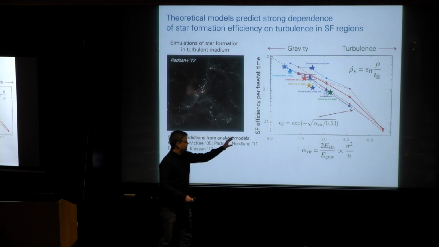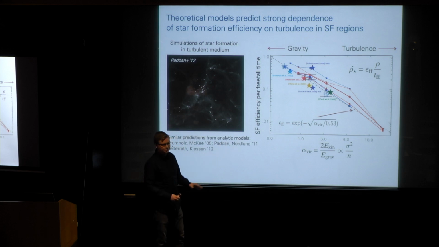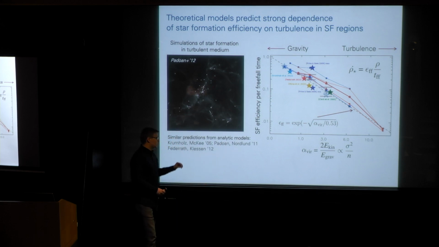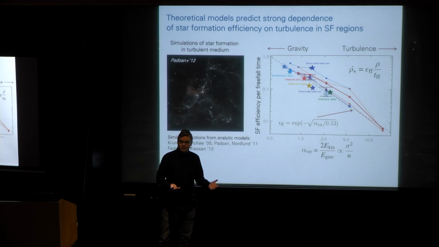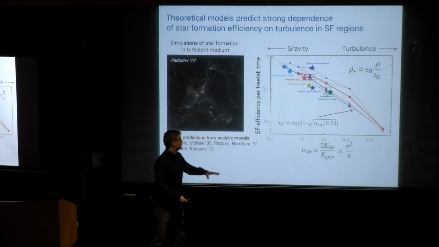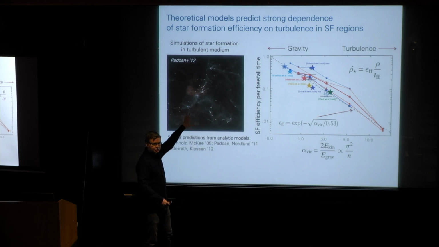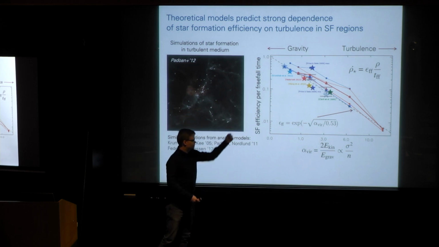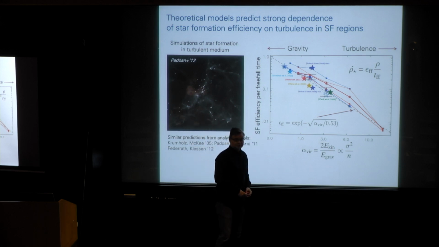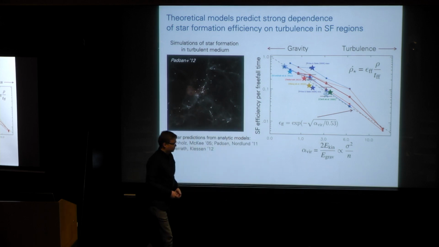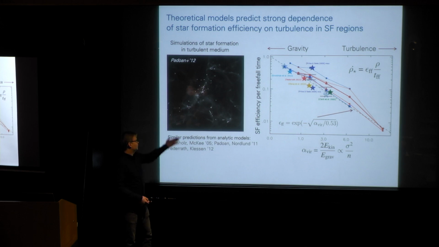A similar strong dependence on the virial parameter is also predicted by analytical models of star formation in turbulent gas. And in principle, we can use models like this in galaxy-scale simulations as a subgrid prescription. We can assume that something like this happens in each resolution element and use prescriptions to relate properties of turbulence to local star formation. But the problem is that we need to model turbulence on unresolved scales.